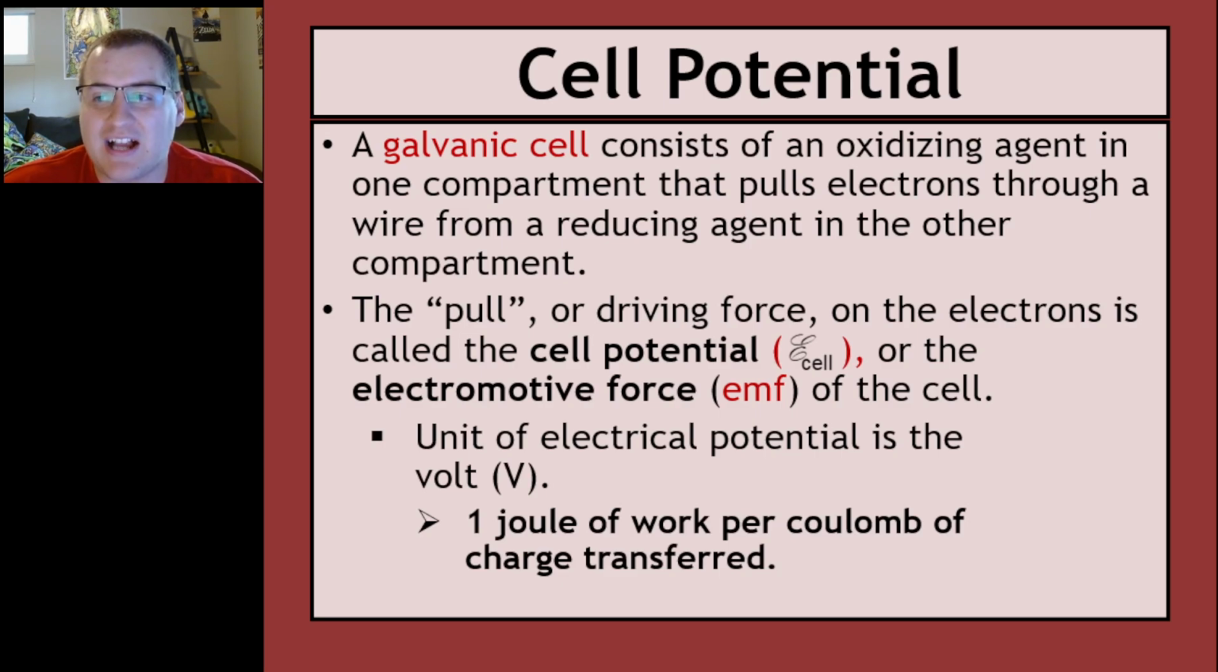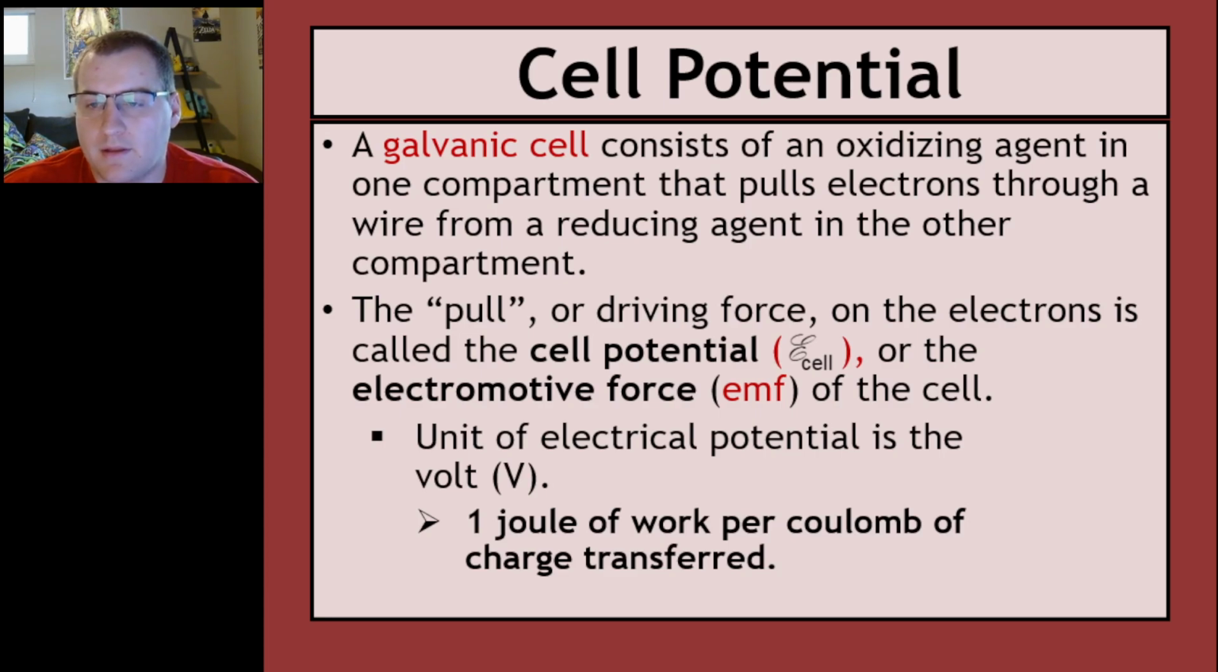It consists of an oxidizing agent in one compartment that pulls electrons through a wire from a reducing agent in the other compartment. Electrons are moving from what we're going to learn is the negative terminal of a battery to the positive terminal. And that pull, how strongly those electrons are being pulled through that wire, is the cell potential or voltage. So when you think about voltage, that's really what you should think about. Voltage is how strongly the electrons are being pulled through the wire.